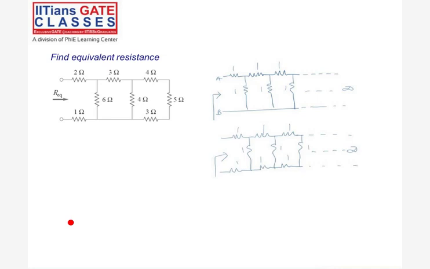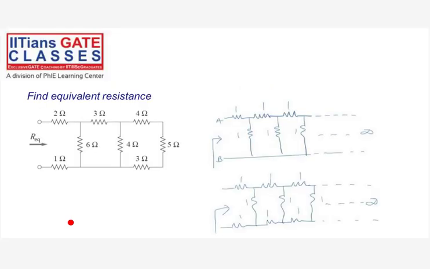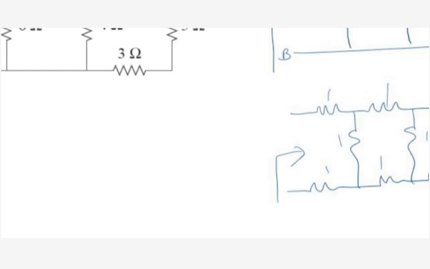So find the equivalent resistances. Draw these circuits in your notebooks and try to solve this. I'm just zooming in. I think everyone should be able to answer this question. These are called infinite ladders. I'll do the first one. I want everyone to practice the second one.